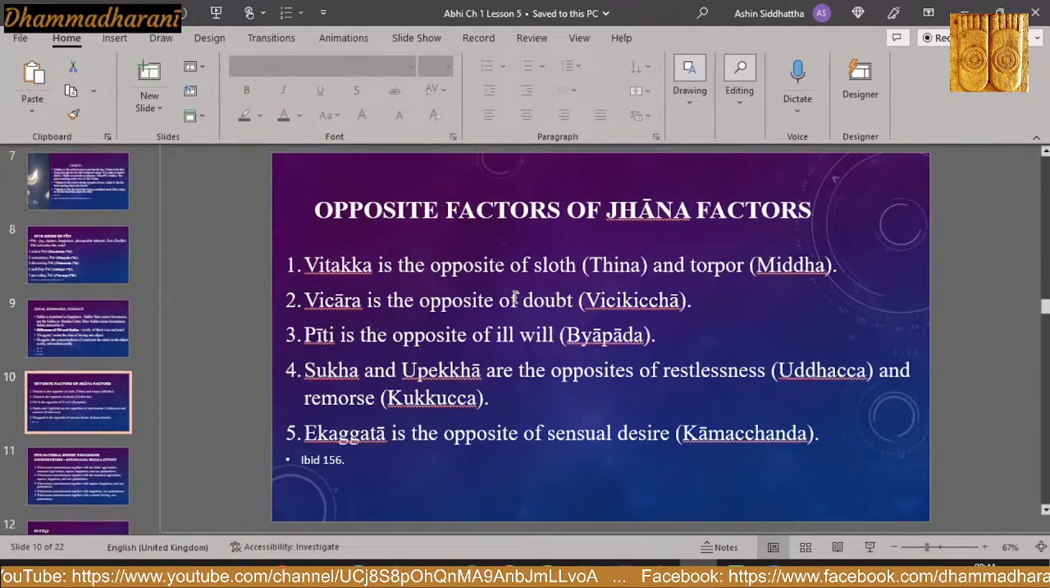If you have remorse, you do not have happiness in your mind. Then ekaggata is the opposite factor of sensual desire, kama chanda. When you lessen the power of the kama chanda, sensual desire, you are able to develop your ekaggata. We will learn those natures in next lessons again and again. This is just for introduction.